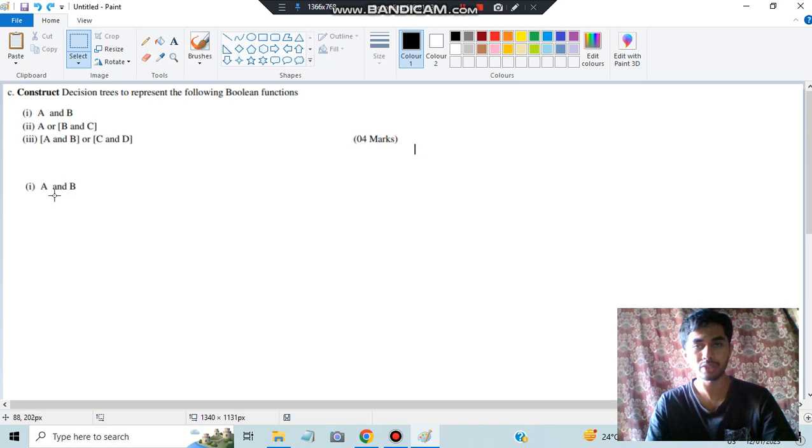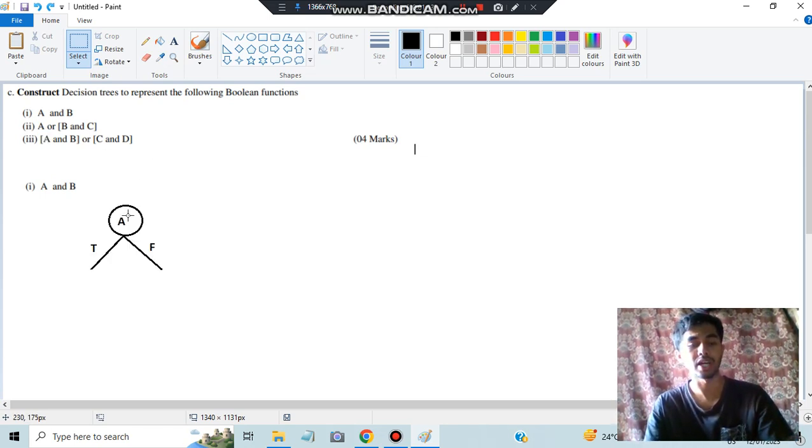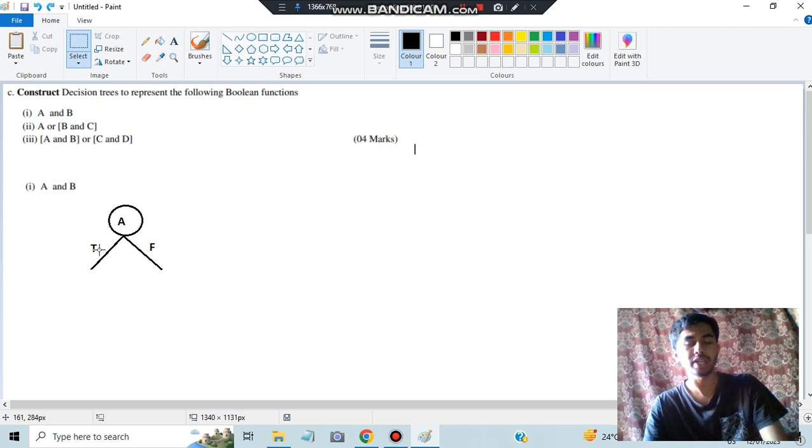When you are given a question like this, the first thing you have to do is consider the first letter. Here it's A, here also it's A, and here also it's A. So we're considering the first letter itself. When we write A like this, it will have two possible values, true and false. Like this you have to make it. Now what if A is true? What if A is false? We have to make a decision.